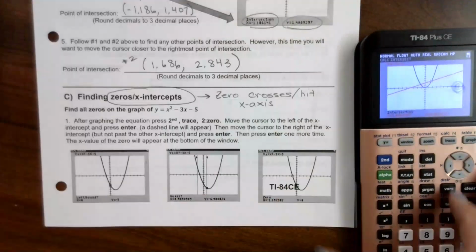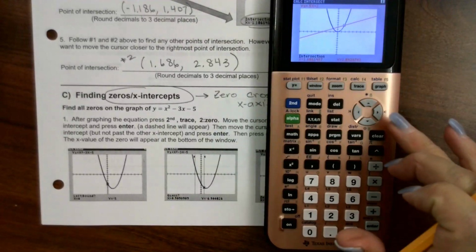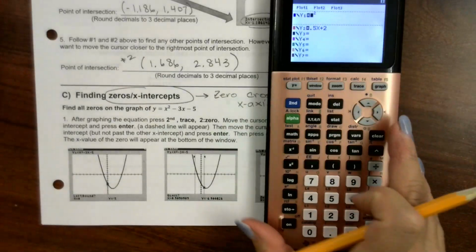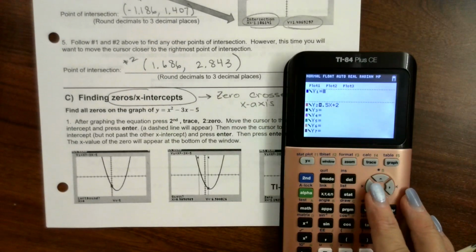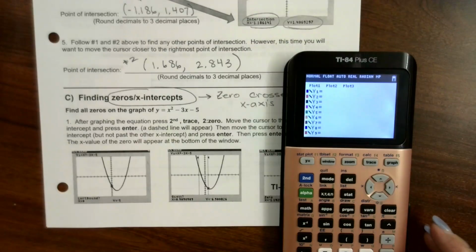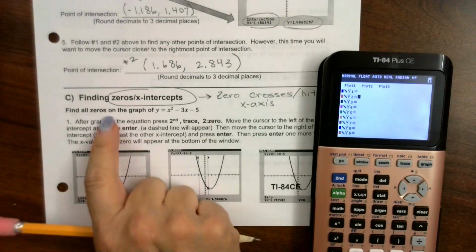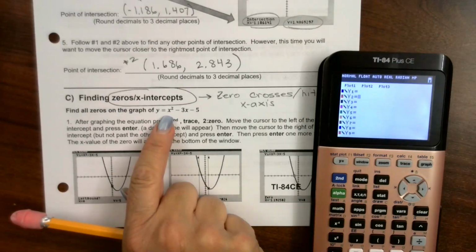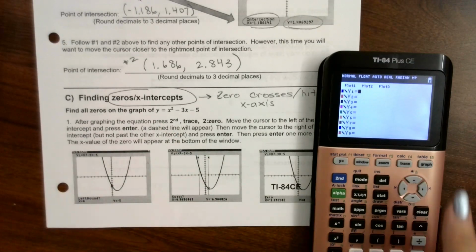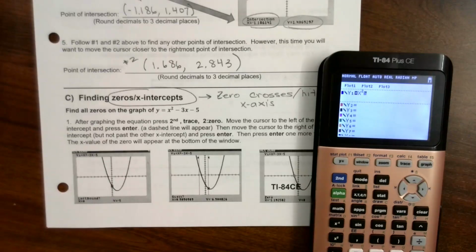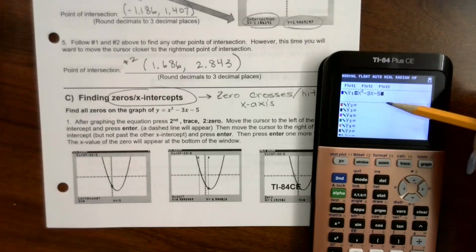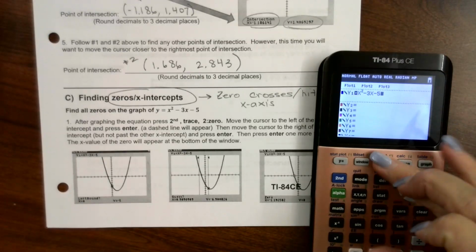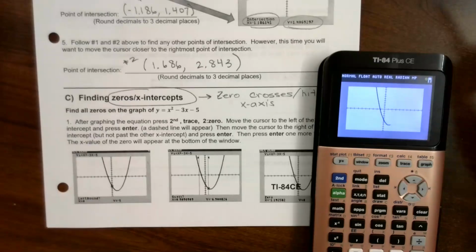All right, so here's what we're going to do. We're going to go in and go to y equals and clear everything. So I'm going to clear this graph and I'm going to clear this graph. And it tells us right here we want to find the zeros on this graph. So first I have to tell my calculator. So it's going to be x squared minus 3x minus 5. So here's my equation. I'm going to go ahead and graph that. And that's what I have.